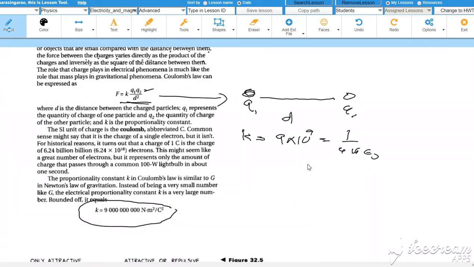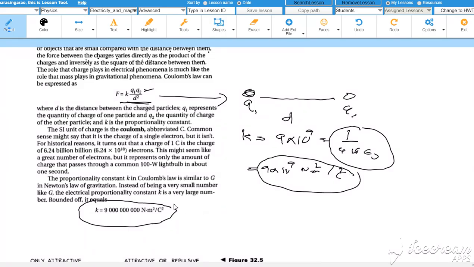The unit is Newton meter square over Coulomb square, so 9 times 10 raised to 9 Newton meter square over Coulomb square. Usually we don't take it as one, because the value is already given. For students of any class, instead of remembering these things, it's better to go for that. For higher classes it may be required: epsilon naught is called the absolute permittivity of air. We will not discuss this now.